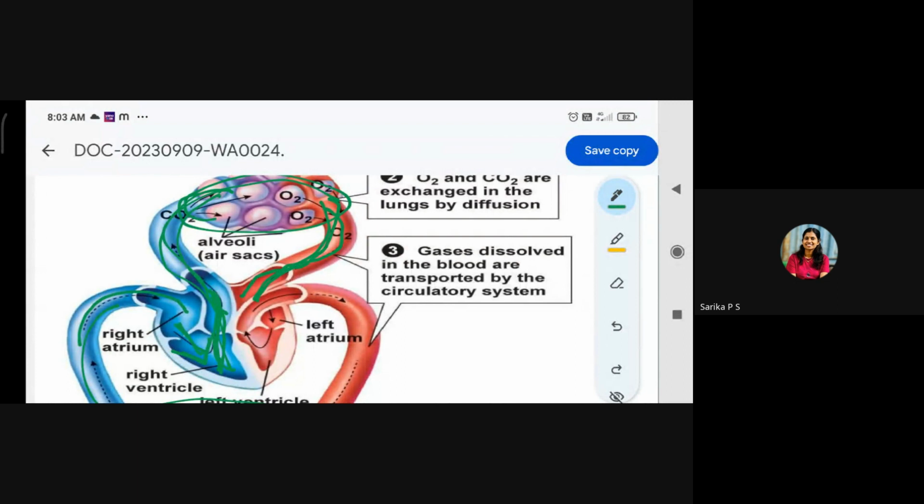So the pulmonary vein carries oxygenated blood to the right atrium. From the right atrium, the oxygenated blood is coming to the right ventricle. Now from the right ventricle, the oxygenated blood is pumped, sorry, I'm very sorry, from the left ventricle. So oxygenated blood is coming from the lungs by the pulmonary vein to the left atrium. So from the left atrium it goes to the ventricle.